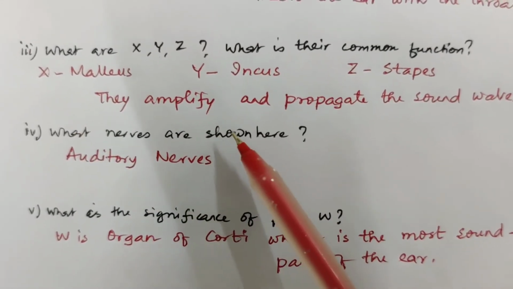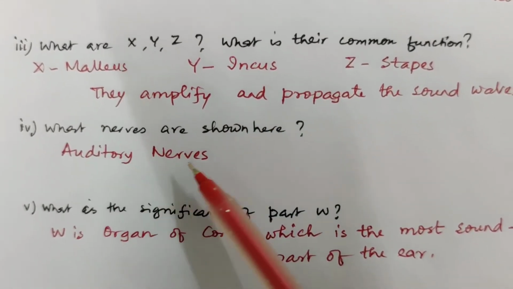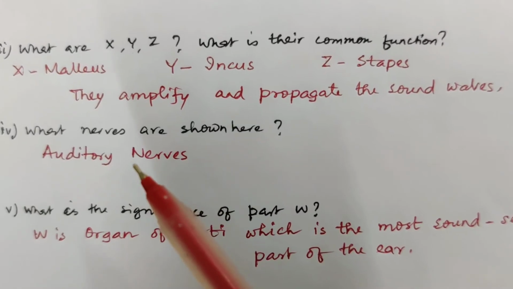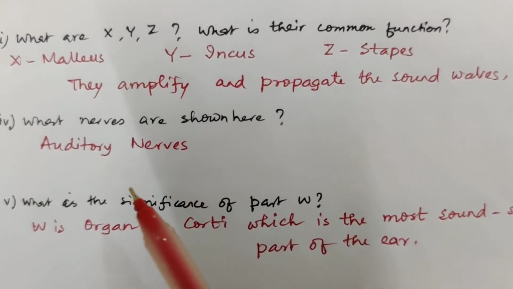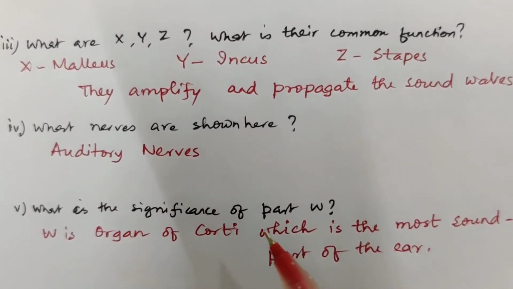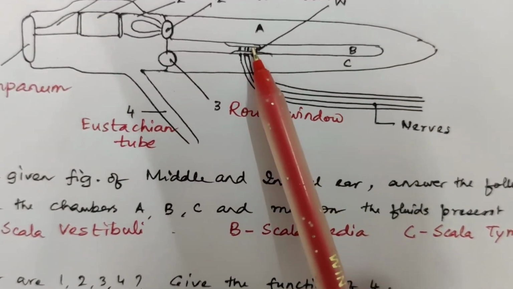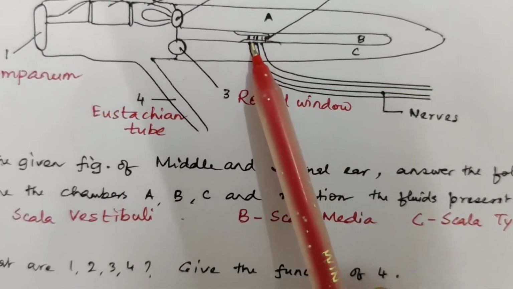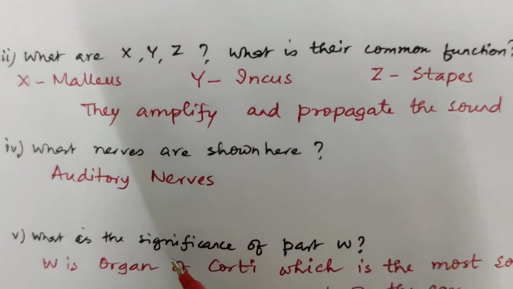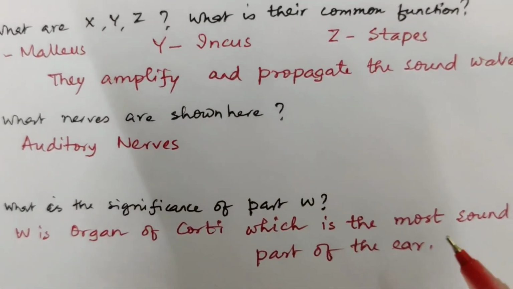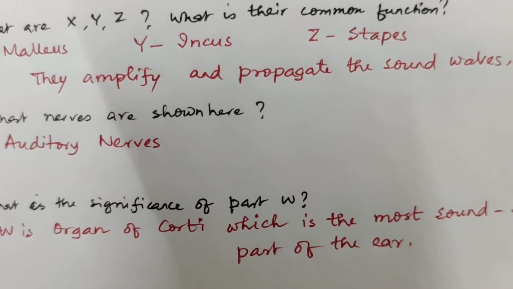And what are the nerves shown here? The nerves are auditory nerves that are connected to the temporal lobe of the brain. What is the significance of part W? W means here, this one. This is organ of Corti. It is the most sound sensitive part of the ear.